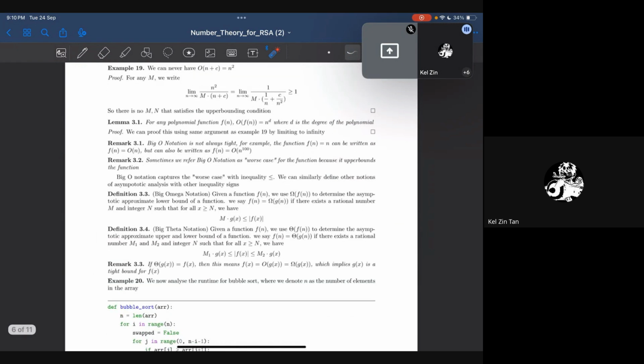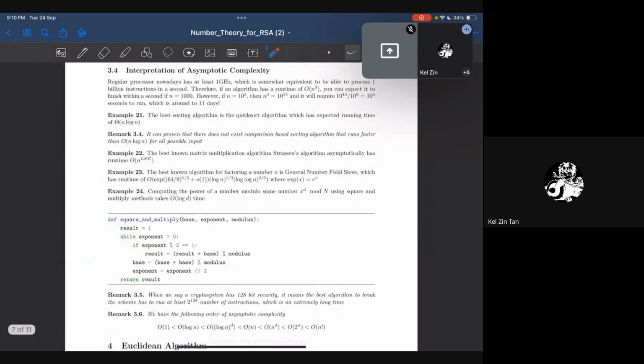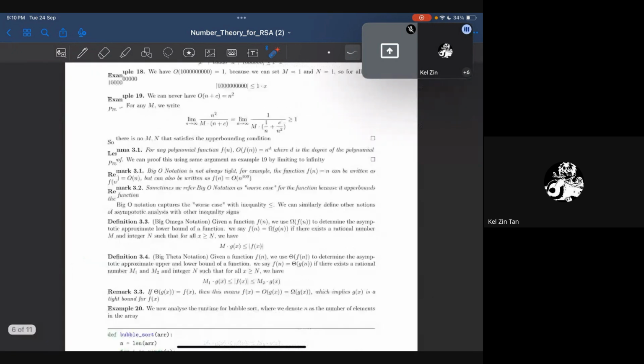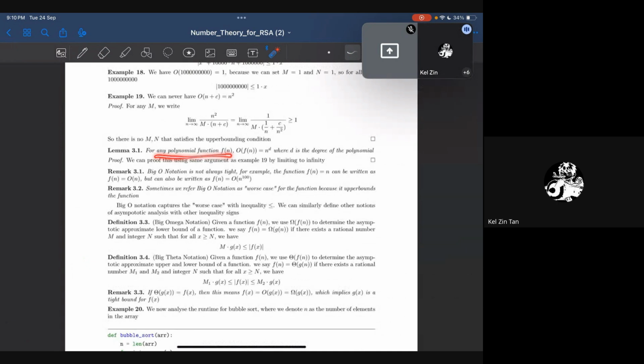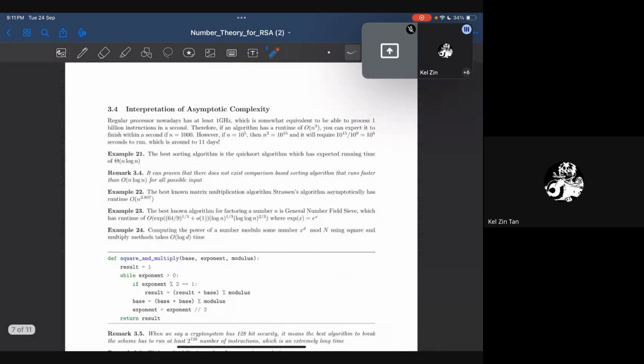So given, for example, for any polynomial function f(n), then we have O of f(n) is equal to n^d, where d is the degree of the polynomial. Then next we talk about some interpretations.